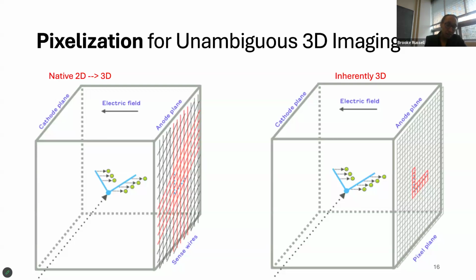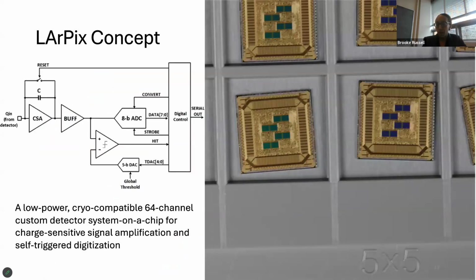However, given the very high occupancy, busy environment of the near detector, there's ambiguity in our 2D images such that we can't faithfully reconstruct to 3D. So that's motivated the development of 3D true pixel readout detector technology, for which I work on, for which we inherently produce a 3D image in the raw native data. So we've brought this to fruition through the so-called LArPix concept.